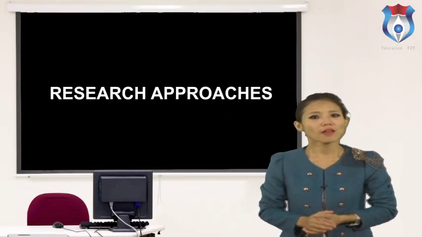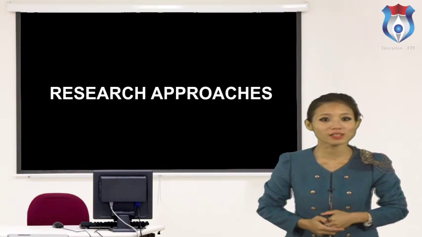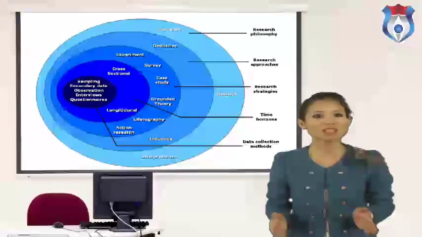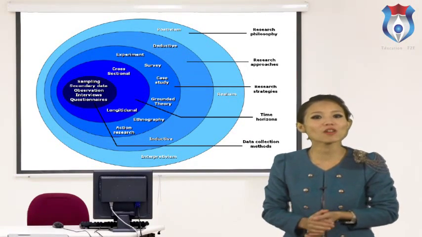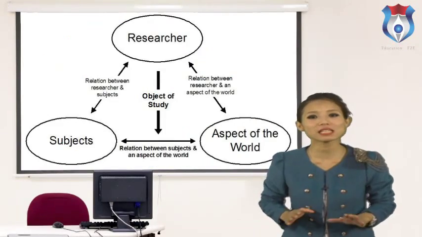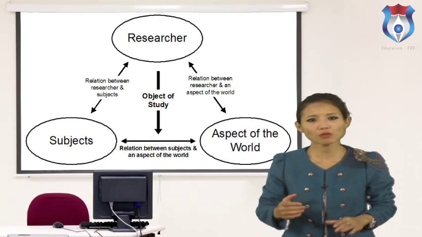Research approaches. There are two main approaches to research, namely the quantitative approach and the qualitative approach. The quantitative approach involves the collection of quantitative data which are put to rigorous quantitative analysis in a formal and rigid manner.